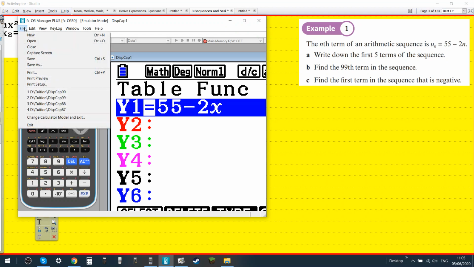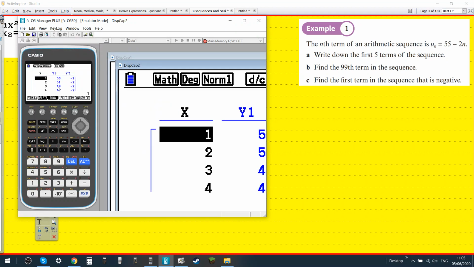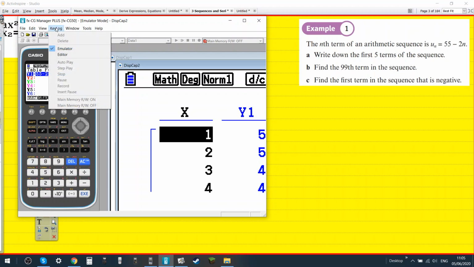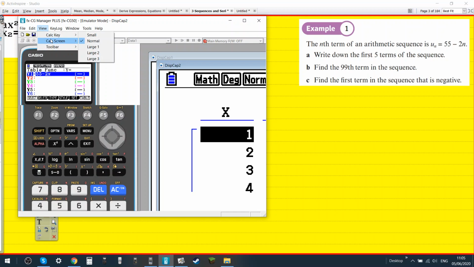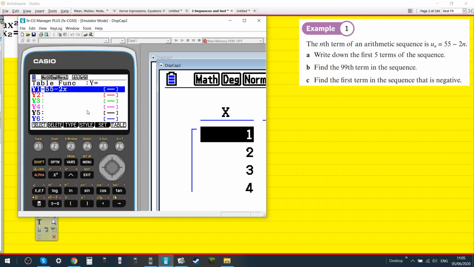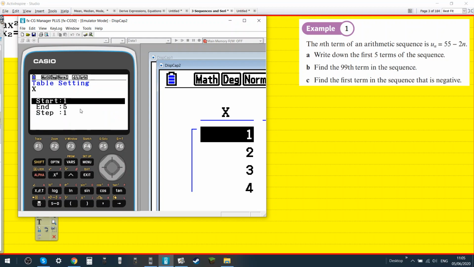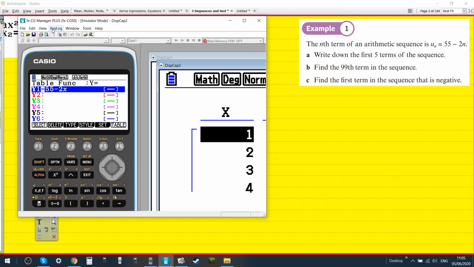So what you did, you went to the table function, then typed in 55 minus 2x, and is that how it gave you the answers? Yep. 55 minus 2x, then press equals or F6 for table. I had to go to F5 set first. Start at 1, stop at 5, because we wanted the first 5 terms, and go up in steps of 1. But you could change those to whatever the question needed.